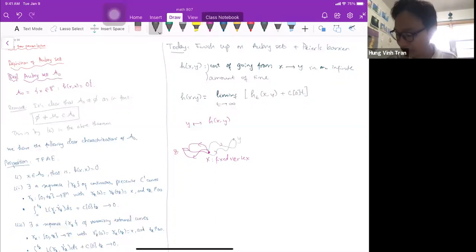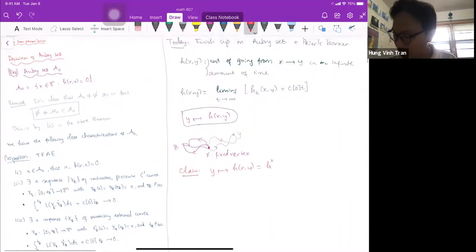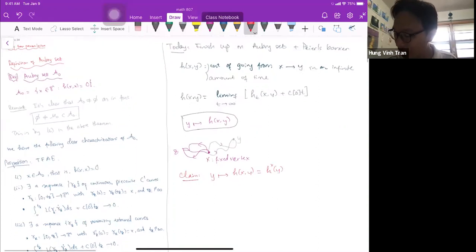But anyway, if I think about this function, then the claim for today is quite important. We're gonna prove that before. I'll give you some review surely. The important claim we're gonna make today is that the function y maps to h(x,y), with x fixed as a vertex, is, let me check my notation, yeah, okay, h superscript x of y. This is a Wickham solution.